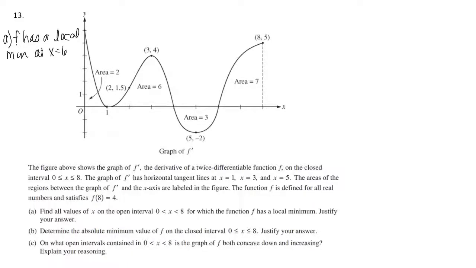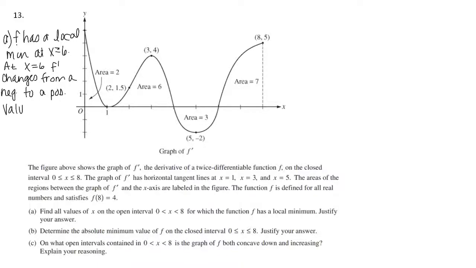Now, you need to also state why you know that. Because I know that at x equals 6, let's think about what's happening around x equals 6. Well, f prime changes from, and since it's a local min, we have to make sure it changes from a negative value to a positive value. So at x equals 6, f prime changes from a negative to a positive value.